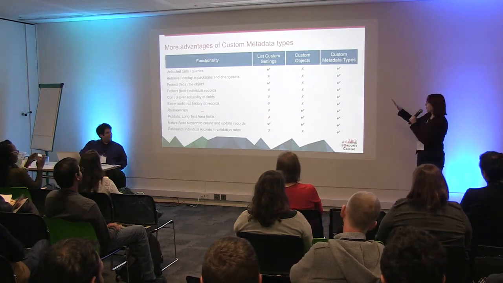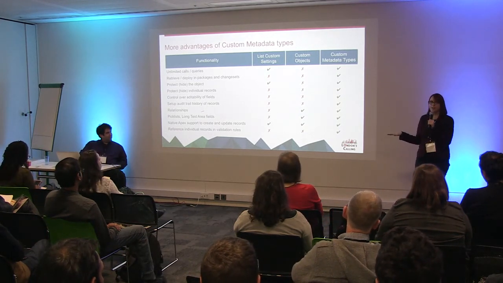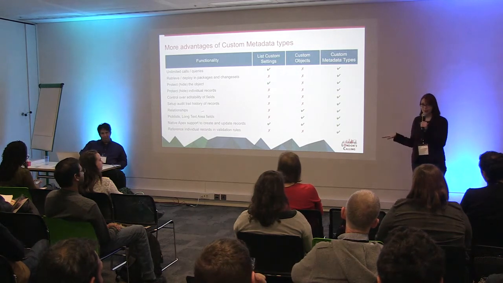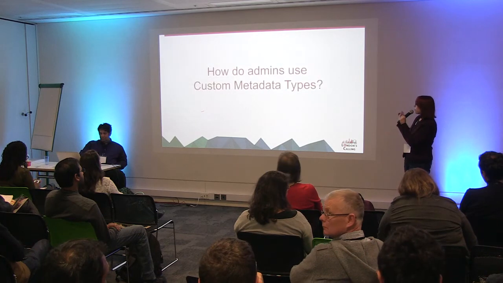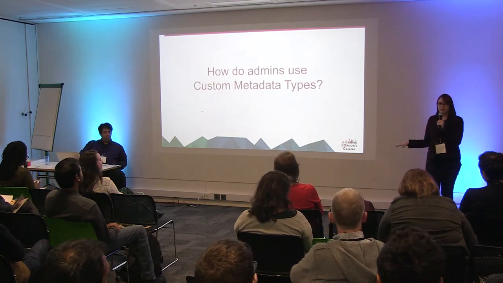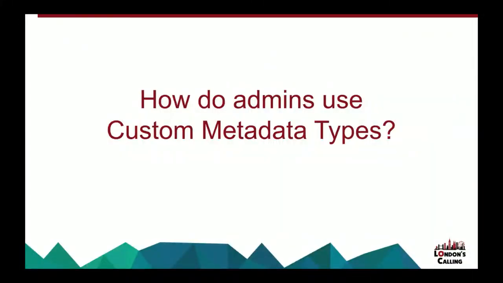And the last row, you can reference individual records of custom metadata types in validation rule formulas, and we're gonna have a demo of that in a bit. So we're going to move on now to how admins use custom metadata types in particular. I'm gonna do the first example, and then I'm gonna hand it off to Avrom to go through the rest.